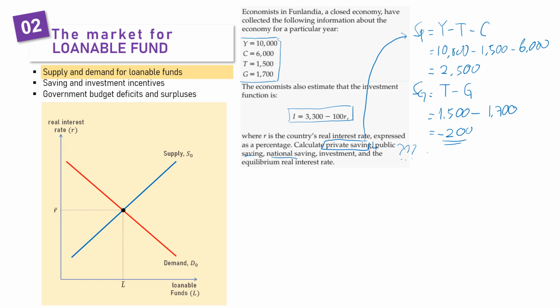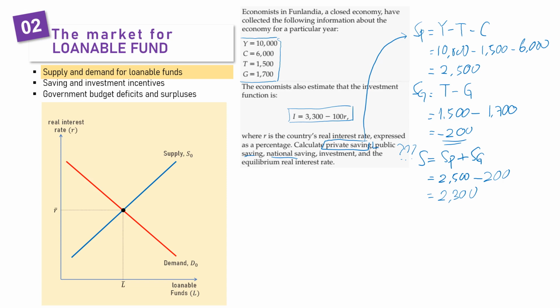Okay, and then how about the national saving? National saving is just the summation of private and public saving, right? So it equals 2,500, and since it is minus, just write like this, minus 200, it equals 2,300. Okay, and how about the investment and the equilibrium real interest rate?